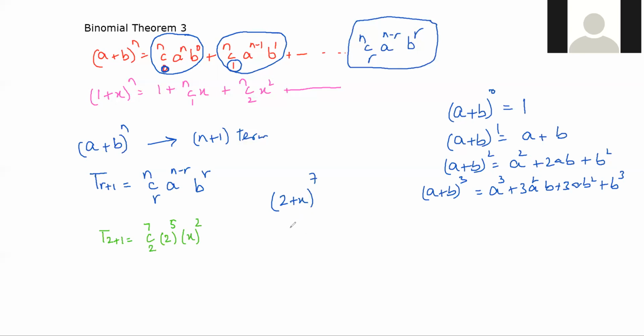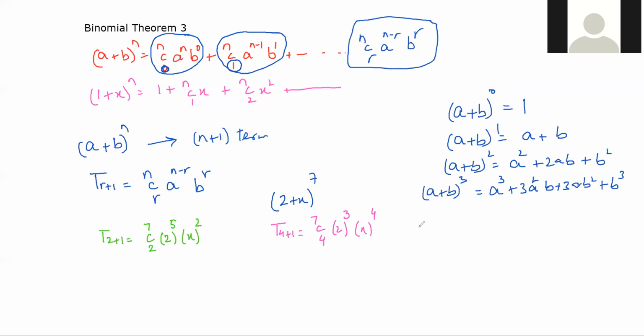Let's say from the same binomial, you have to give the fifth term. That would mean you have to write it as T(4 plus 1). So this is 7C4, 2 raised to power 3, and x raised to power 4. If you simplify this, you will get the fifth term from here. So when we have to find the nth term, this r is going to be n minus 1. Like when you have to find the third term, the r is 2. When you have to find the fifth term, the r is going to be 4.